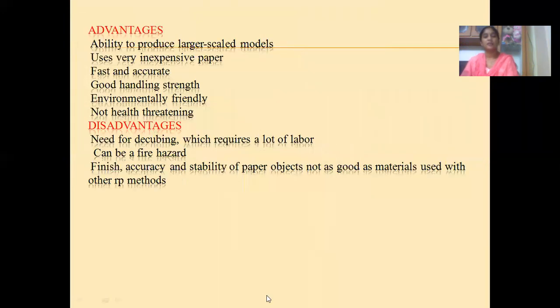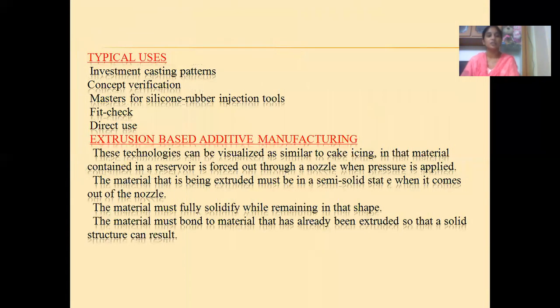And next, advantages and disadvantages: ability to produce scale models, good handling strength, not health threatening. These are the advantages. And typical uses are investment casting patterns, concept verification, masters for silicon rubber injection molds, injection tools, quick check, direct use. These are the different typical uses in the system.